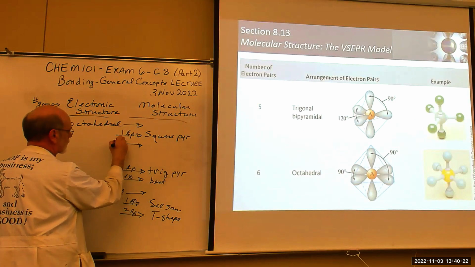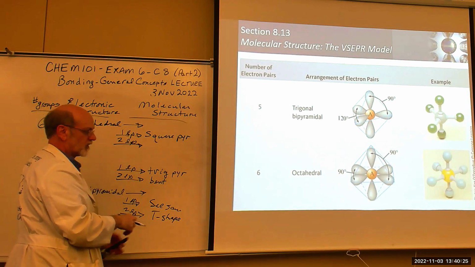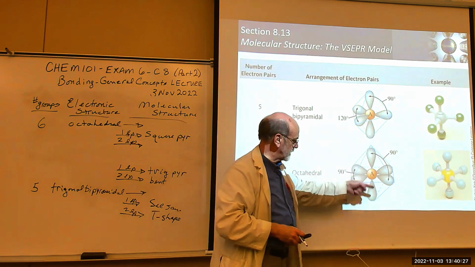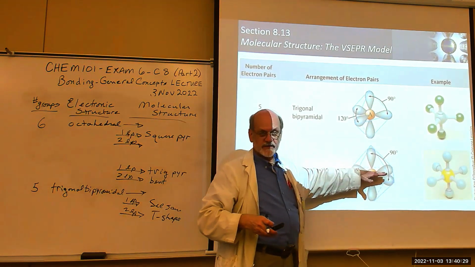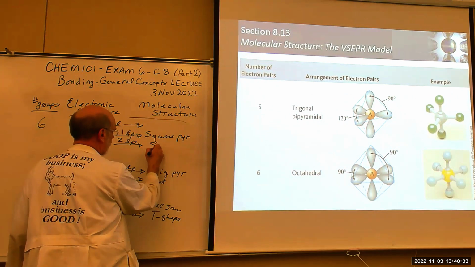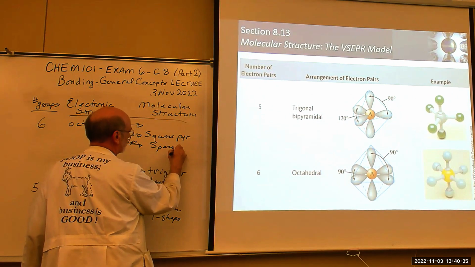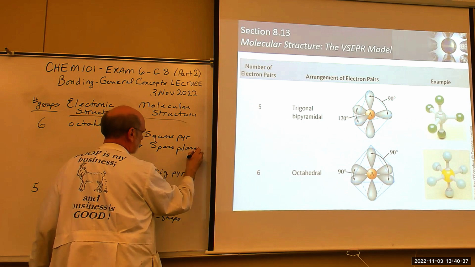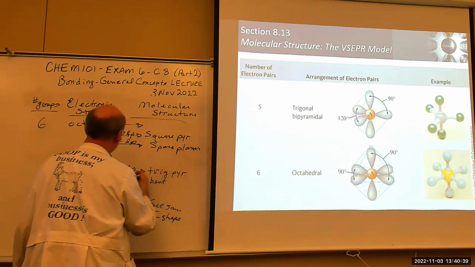If there are 2 lone pairs, where do they come from? They come from here and here. So that gives you that xenon tetrafluoride design. So you have a square planar, they say. I don't know why they have to add that in there, but they do.